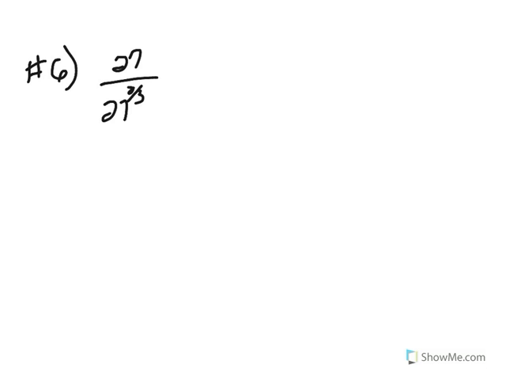Number 6, we get 27 divided by 27 to the 2/3. This, once again, is the quotient property because you're dividing two things that have the same base. Please note, if there's no exponent for a number, it means the exponent is 1. You write the base one time. Once again, this is the quotient property.